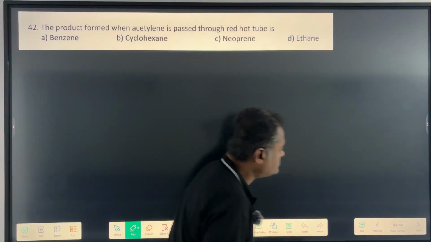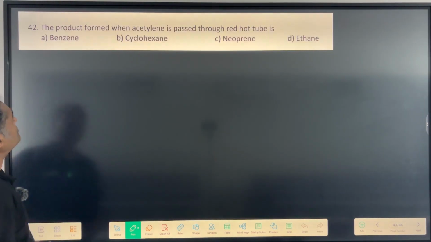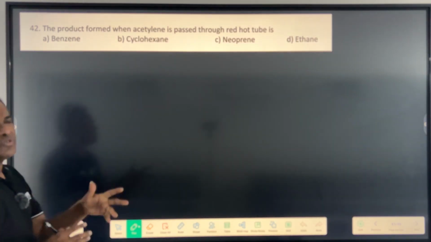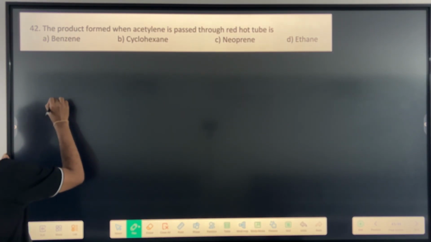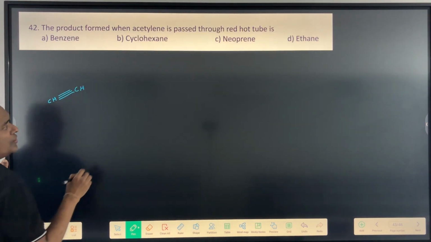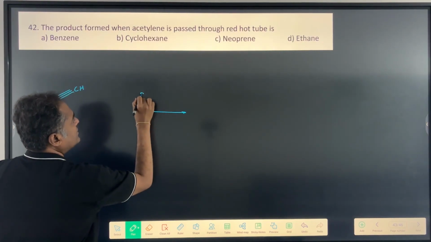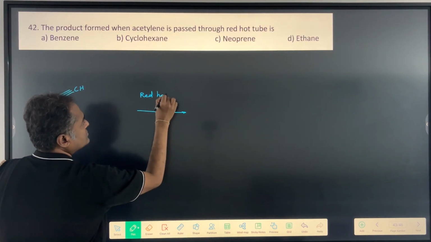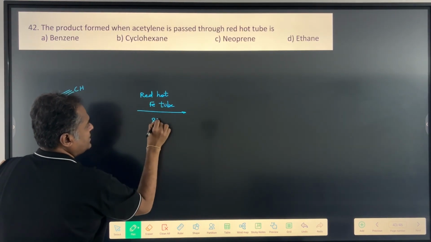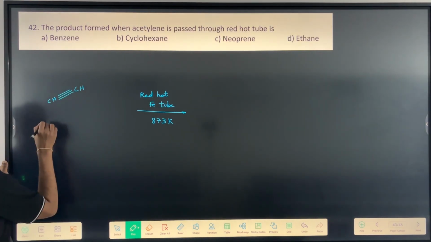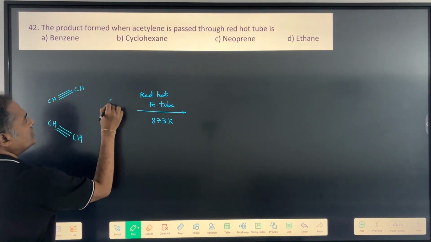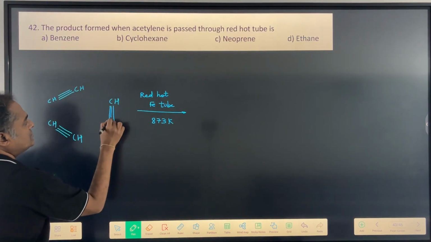What we have now, child, on the next side, is the product formed when acetylene is heated with red hot iron tube. Now, this is one of the very common questions, child. We all know how to write acetylene. This is an acetylene unit, correct? Now, we are heating this in a red hot iron tube. Temperature is 873 Kelvin, if you remember. So, such type of 3 molecules more we will take, 1 more, 2 in short. So, in all you have got 3.